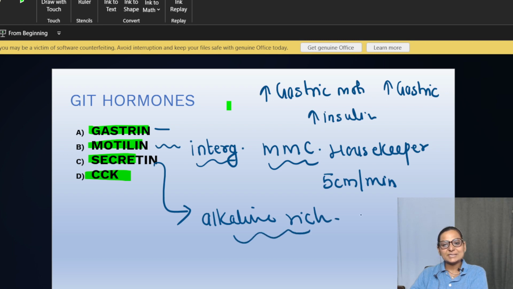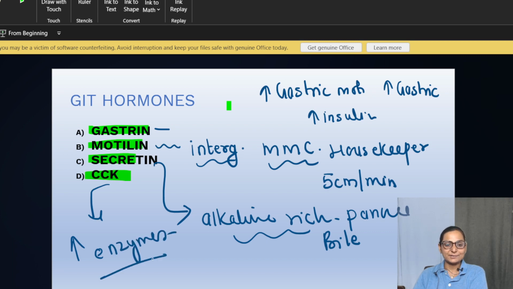Secretin is a very important hormone because it is going to cause an alkaline rich secretion, especially of the pancreas and of the bile, because its function is to neutralize the acidity and augment the action of CCK. So bicarbonates and water will be increased by secretin, whereas cholecystokinin is going to bring about an increase in the secretion of the pancreatic enzymes, which will bring about the digestion. So these two are very specific: secretin, alkaline; cholecystokinin, enzymes. Both of them are again important because they decrease the gastric motility as well as gastric secretions.